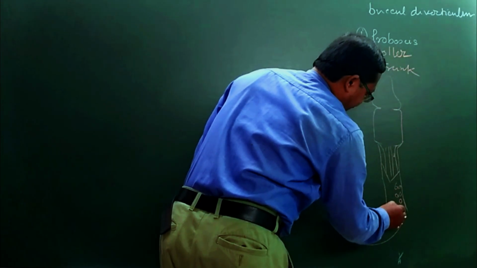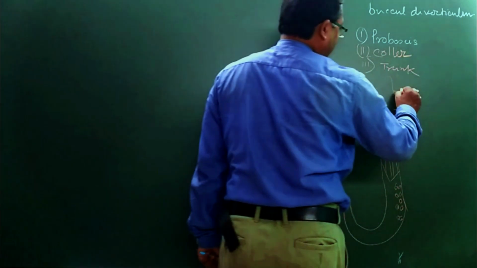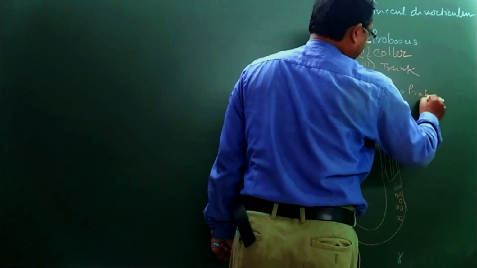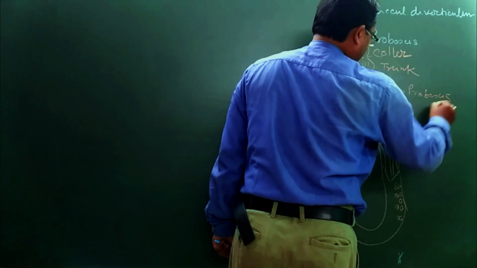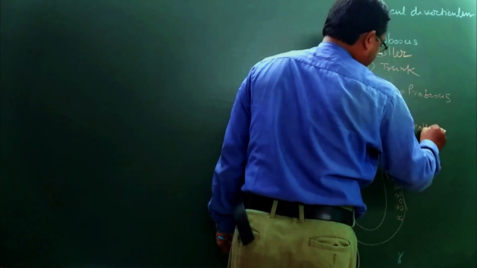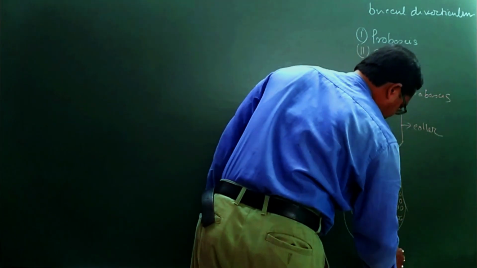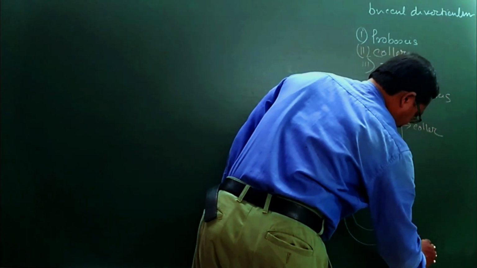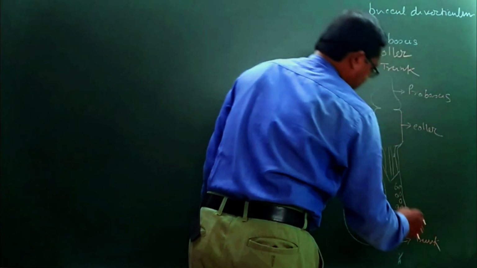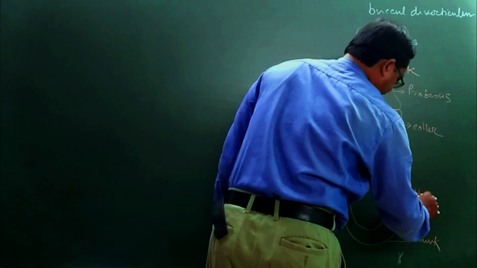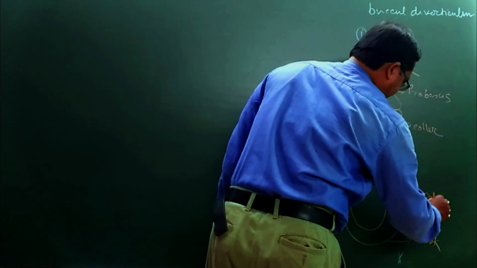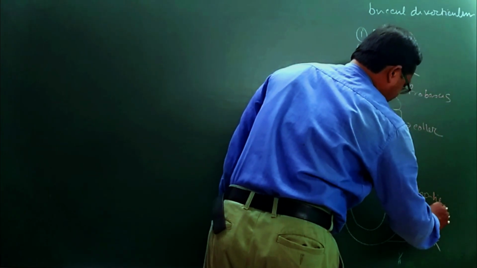This is called the hepatic region. This is called the proboscis, collar, and this is called the trunk. And this is called the hepatic region.